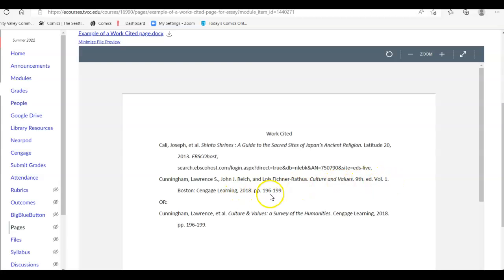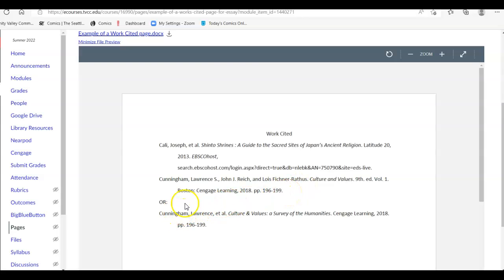And then, of course, you include the page numbers of the information that you're using, if it's from a set aspect. If you're using various information from different pages that are not continuous, say you're looking at page 188, and then you go to 196, then you don't have to put the page numbers. You'll just put this part here.